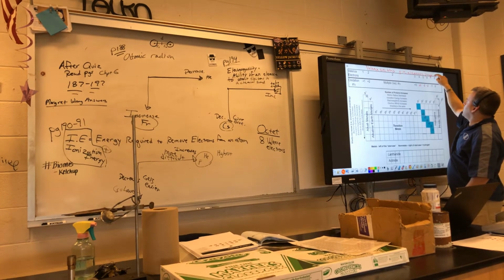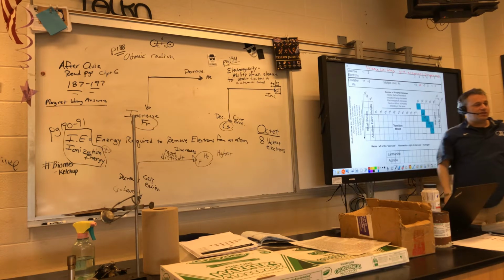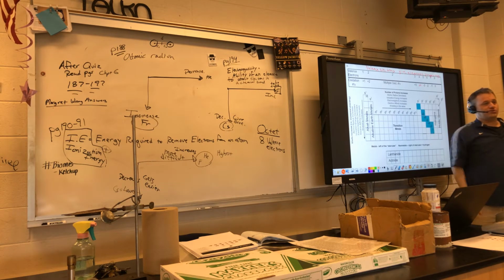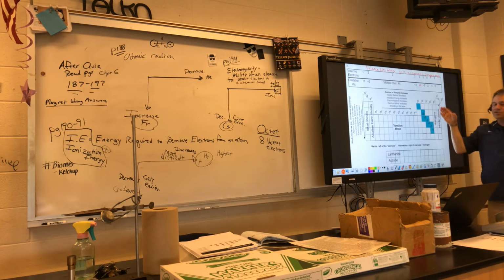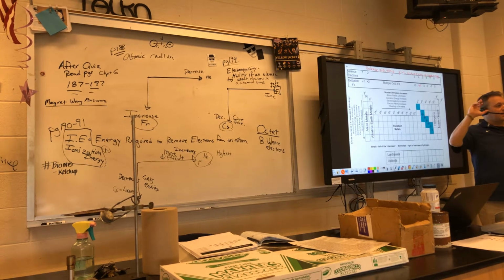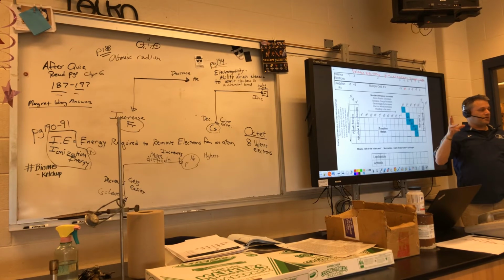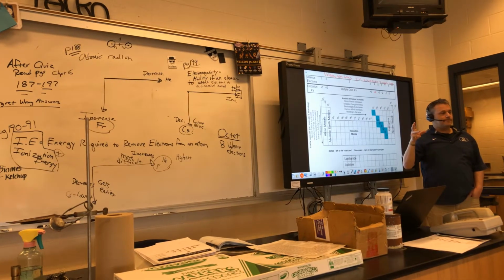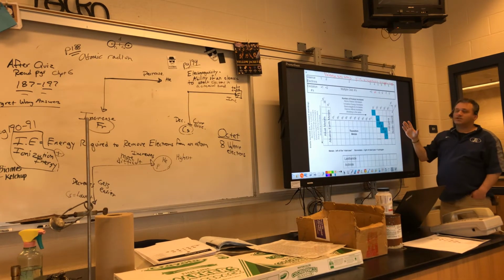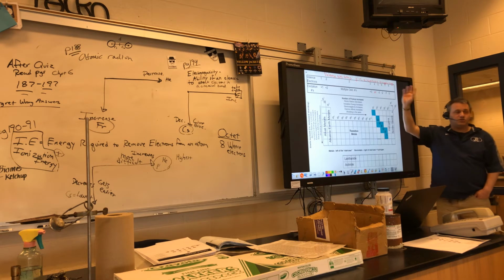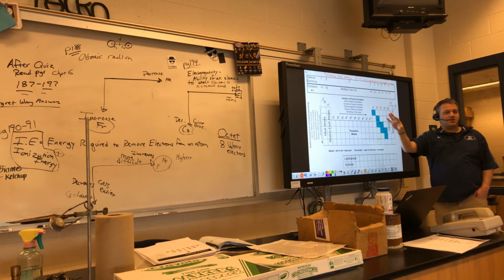So the reason why group 1 alkali metals give so much is because they have one valence electron. The reason why halogens take is because they have 7 valence electrons. And who is the one that doesn't do anything? Noble gases. And how many valence electrons do they have? They have 8.